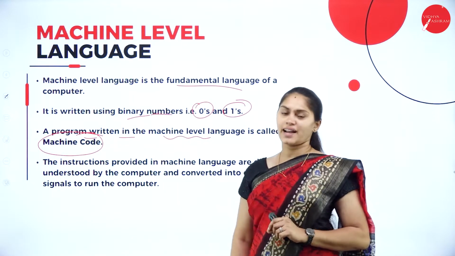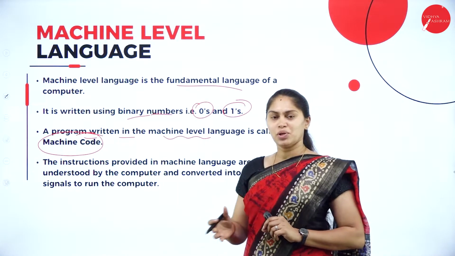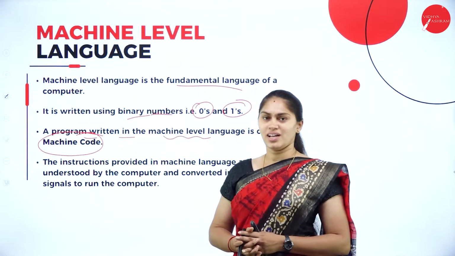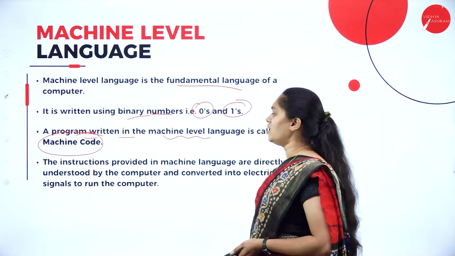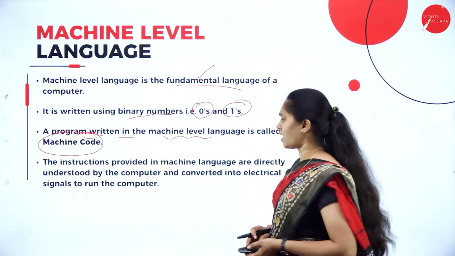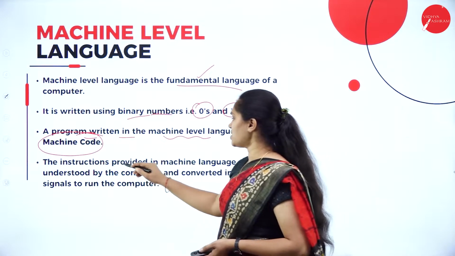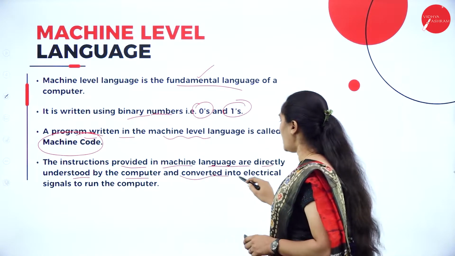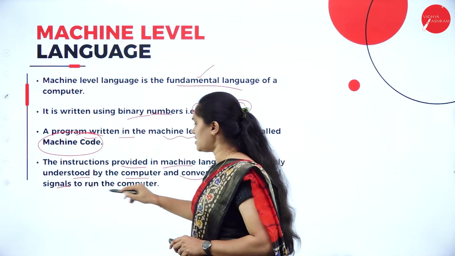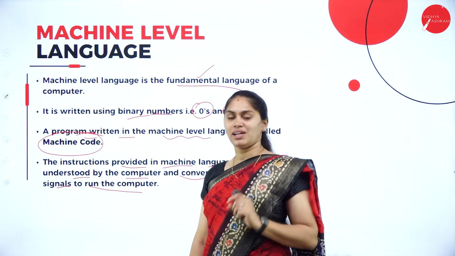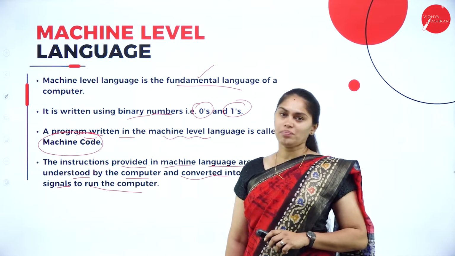Do we require any translation here? Already the computer is able to understand the machine code, so no translation is required. That is why machine level language is considered the fundamental language of a computer. The instructions provided in machine language are directly understood by the computer and converted into electrical signals in order to run the computer. No translation is required. It can be directly understood by the computer itself.